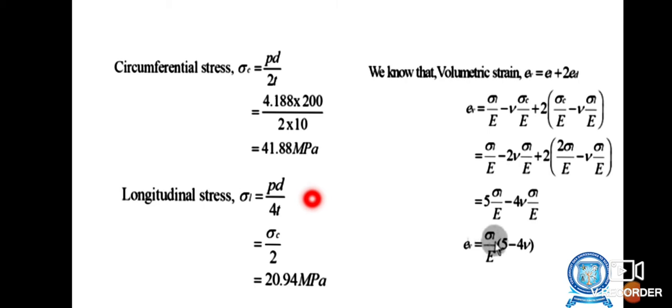Next we will find out the longitudinal stress. Sigma L is equal to PD divided by 4T. That is the formula. We can also apply another formula, sigma C divided by 2, which is another formula for longitudinal stress. So we have applied the values in this equation and found the value of longitudinal stress: 20.94 megapascal.